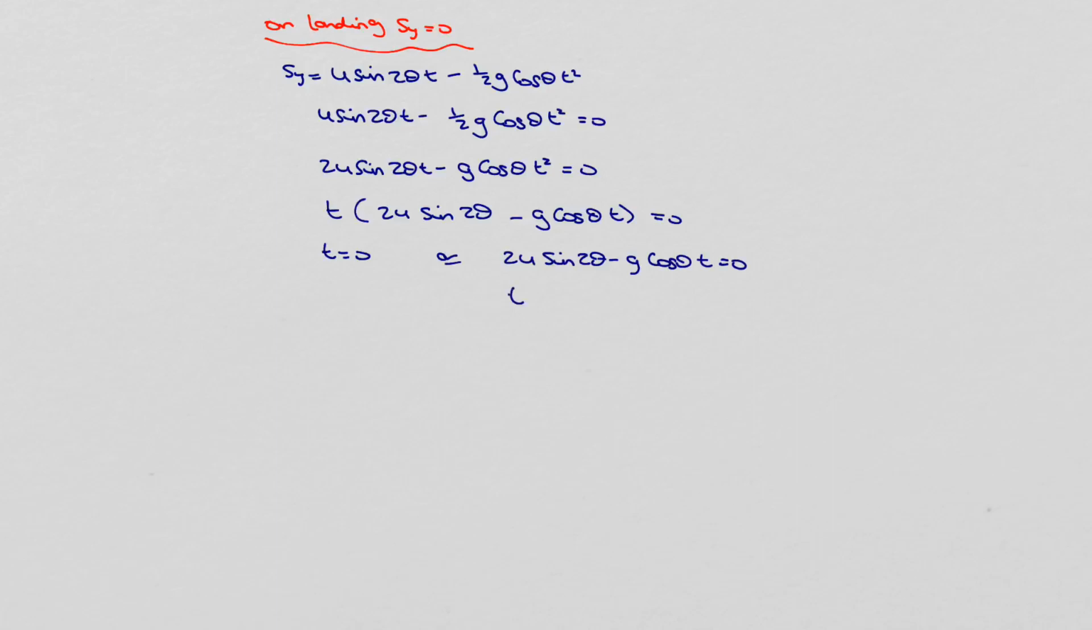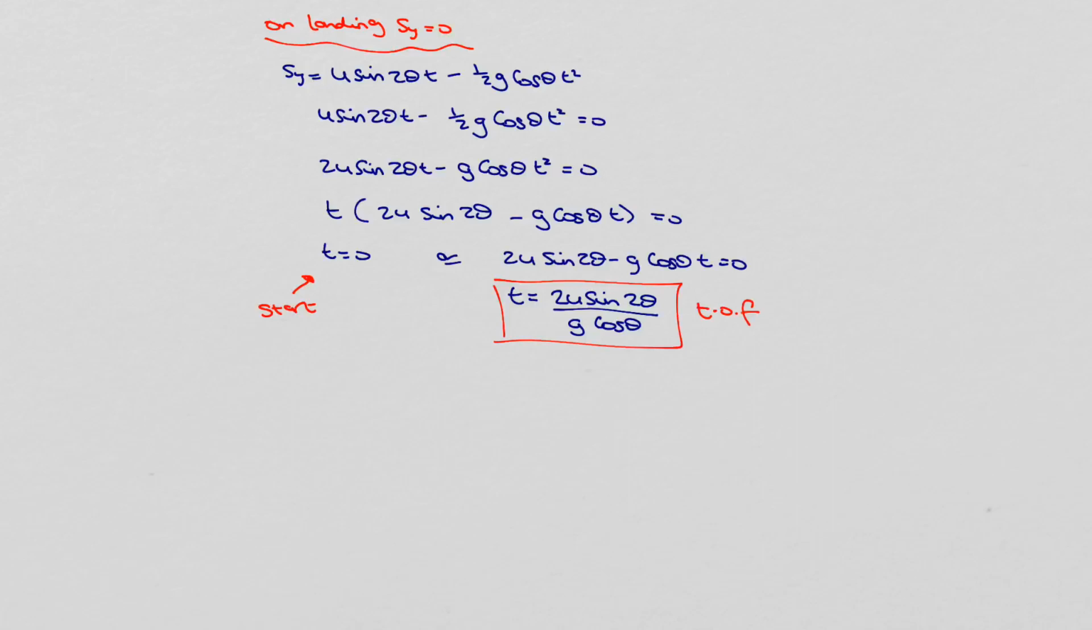And therefore I get t is equal to 2u sine 2 theta over g cos theta. In other words, the displacement in the y direction is 0 at the start and also at the end. So this second one here is my time of flight.